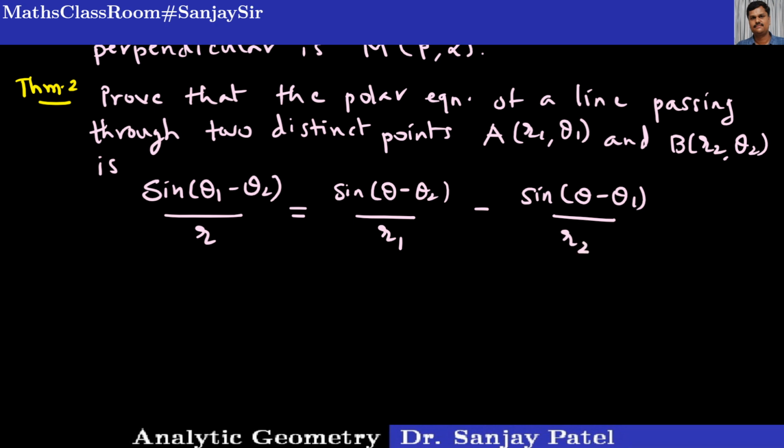Remember, it is easy to remember this formula. When there is theta 1, theta 2, we are writing r here. When theta and theta 2 are here, we are writing r1. We have three things, say r1 and r2, and in the same way theta 1 and theta 2. So you can understand the pattern, how we can write this equation. Okay, the proof is very simple. So let us prove.